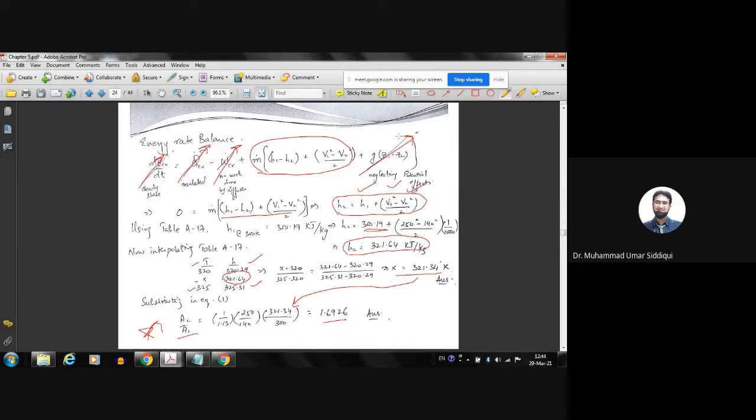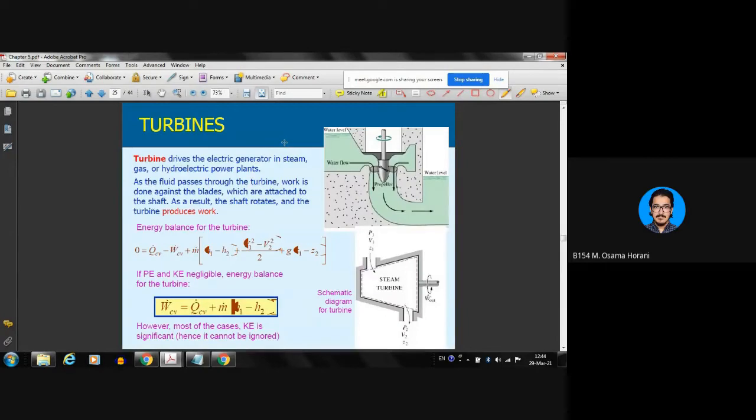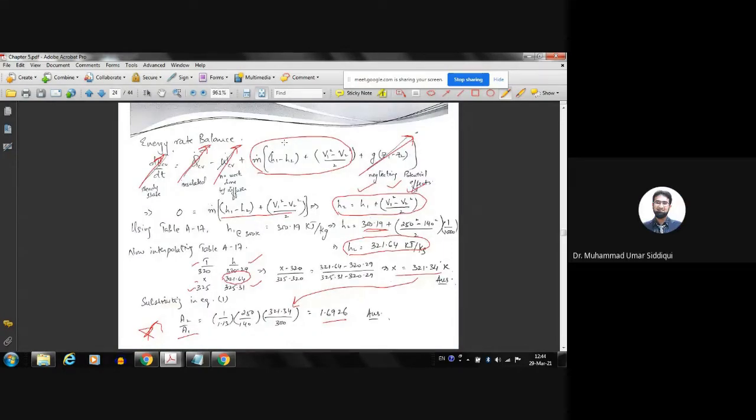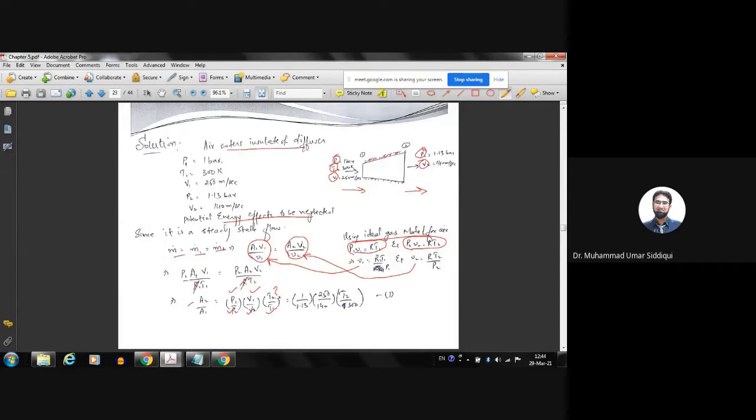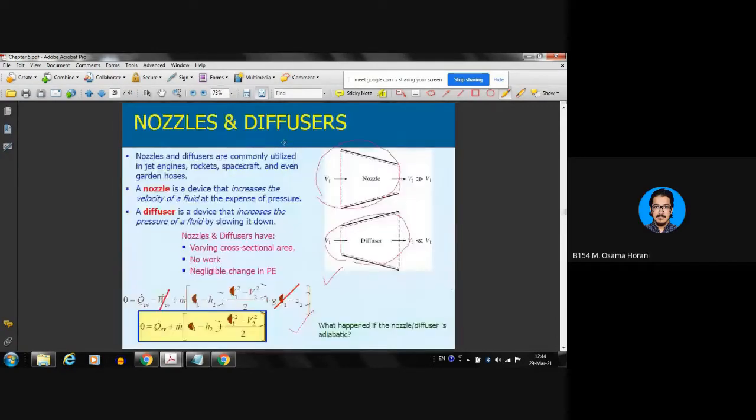Good. Sir, I have a question regarding nozzles. Yes, sure, please ask. Sir, the working of a nozzle seems so counterintuitive because the area is decreasing, so shouldn't the pressure increase? Because if we think about it, the pressure should be more.